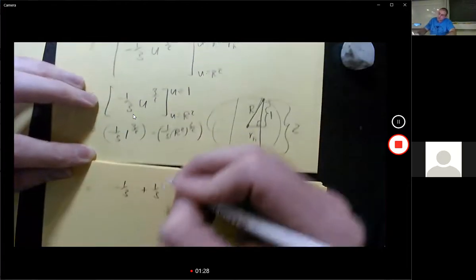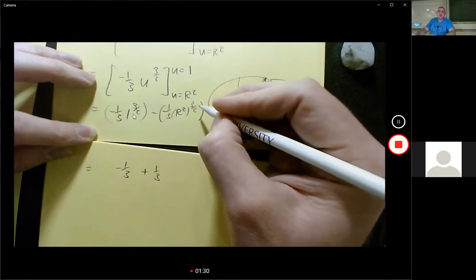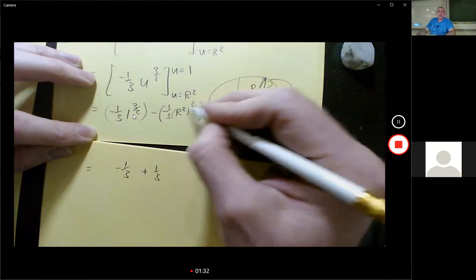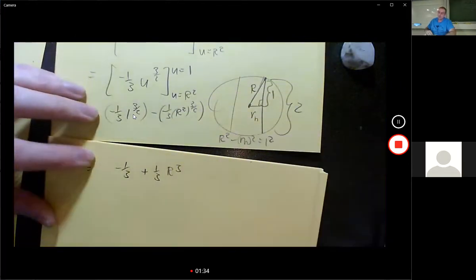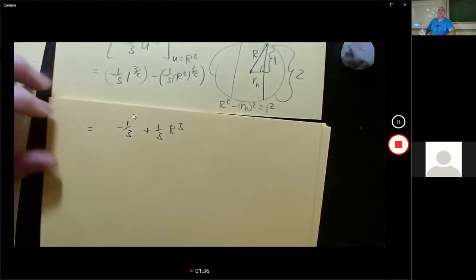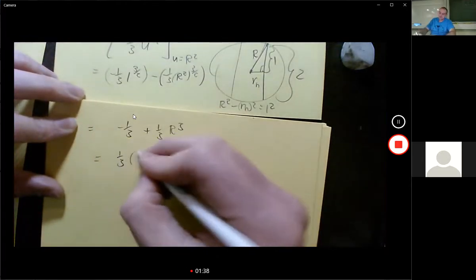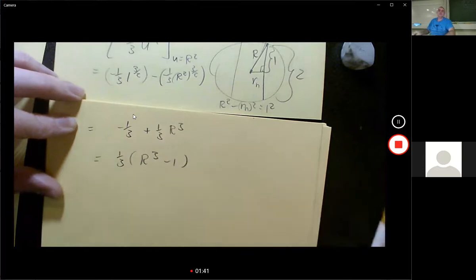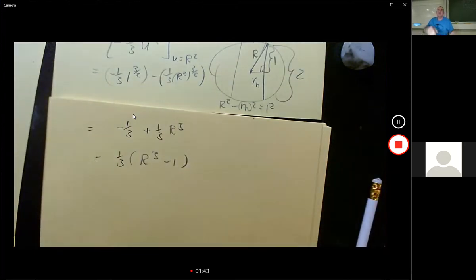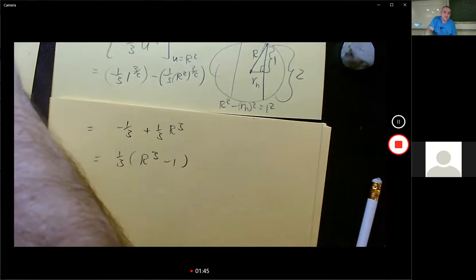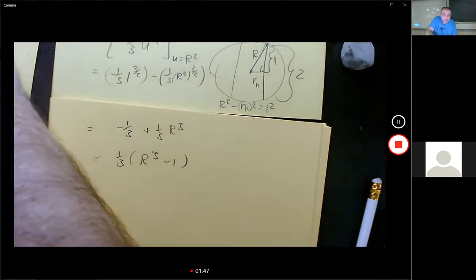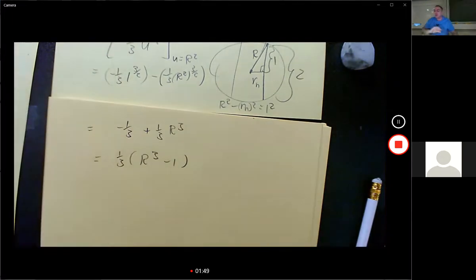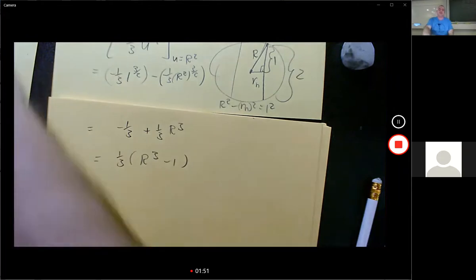Plus a third times R squared to the 3 on 2. The exponents would multiply, I get R cubed. Cool. Is that the answer they got? I really hope it is. Oh, crap, we haven't done the other bit yet. Okay, nearly there.